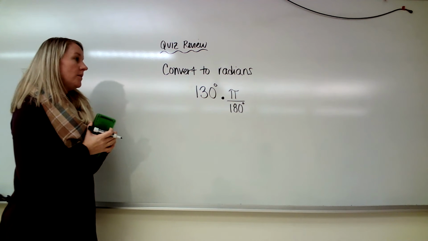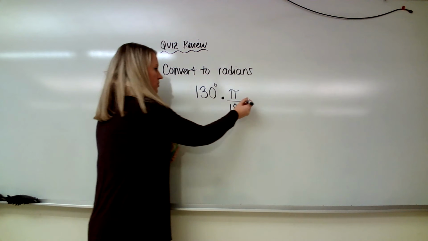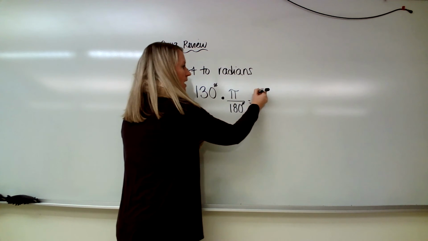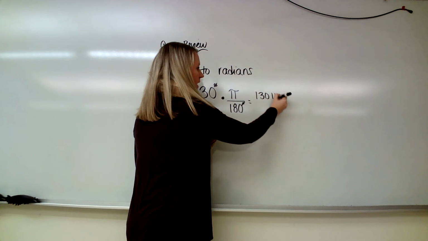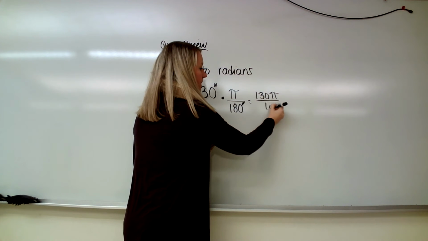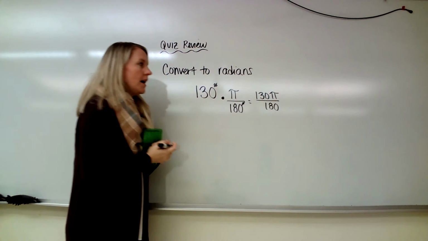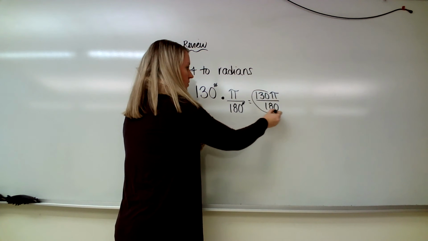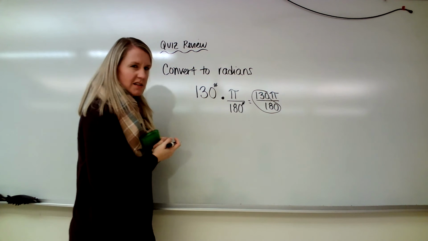So you can kind of do this a few ways. You can just reduce it right here. I like to rewrite it, reminding myself that degrees cancel. I end up with 130 pi over 180. And then, reminder, I'm going to reduce this, but I'm not going to use the pi because the pi gets all messy in the calculator.